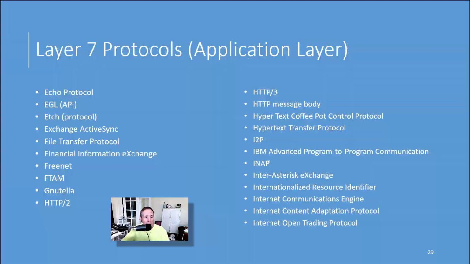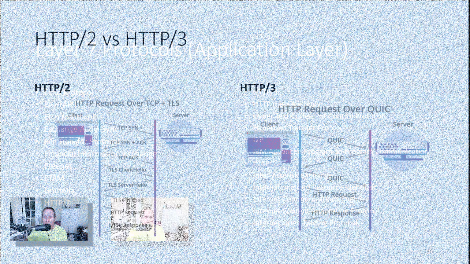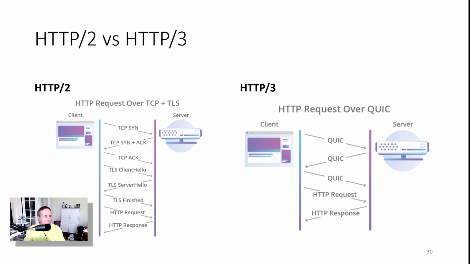So here's another list of protocols at layer 7. I love this one, Hypertext Coffee Pot Control Protocol. Gotta love it. So in the web, we are moving away from HTTP/2 or version 2 to HTTP version 3 or /3. And you can just look at these charts with, on the left-hand side, you can see how many packets it takes to connect between a client and a web server to get a secure connection. This would give you, with using TLS, HTTPS.